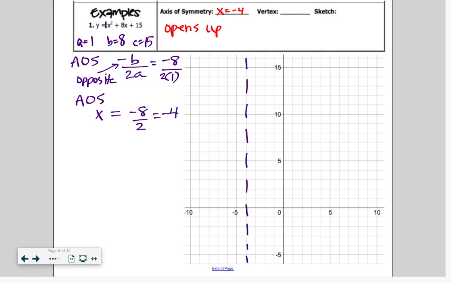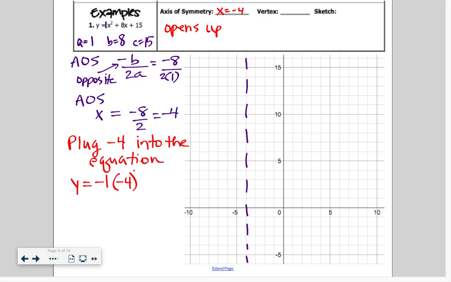I've got to find out where my vertex is. I know what the x value is. So now I'm going to plug negative 4 into the equation, and that will tell me where on the axis of symmetry my vertex goes. So y equals negative 1, parenthesis, negative 4. I'm sorry, that's not a negative 1. Back up. That's a positive 1, parenthesis, negative 4 squared plus 8 times negative 4 plus 15.